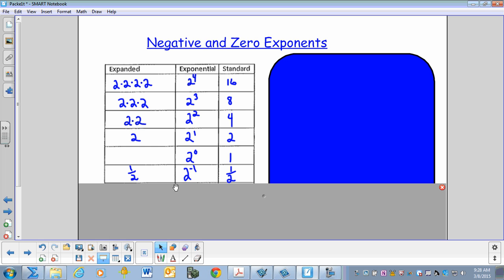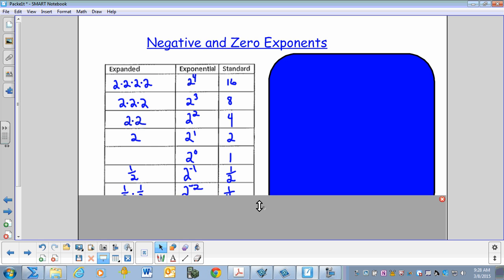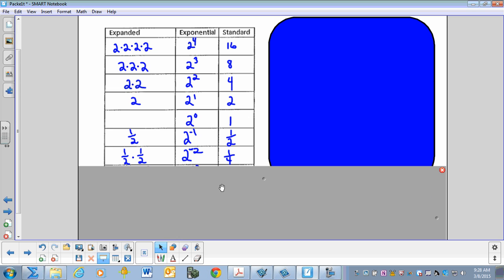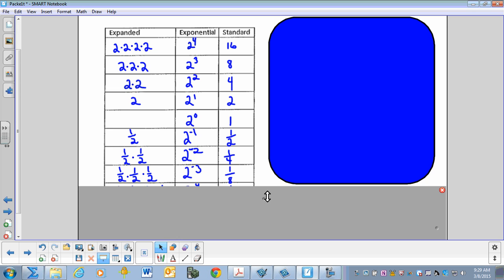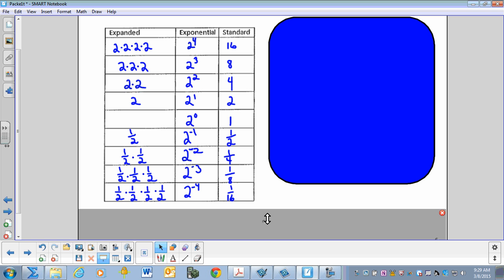1/2, written exponentially, is 2 to the negative 1. 1/2 times 1/2 is 2 to the negative 2, which is 1/4. 1/2 times 1/2 times 1/2 is 2 to the negative 3, which is 1/8. And 1/2 times 1/2 times 1/2 times 1/2 is 2 to the negative 4, which is 1/16. So go ahead and look at the chart and see the pattern.